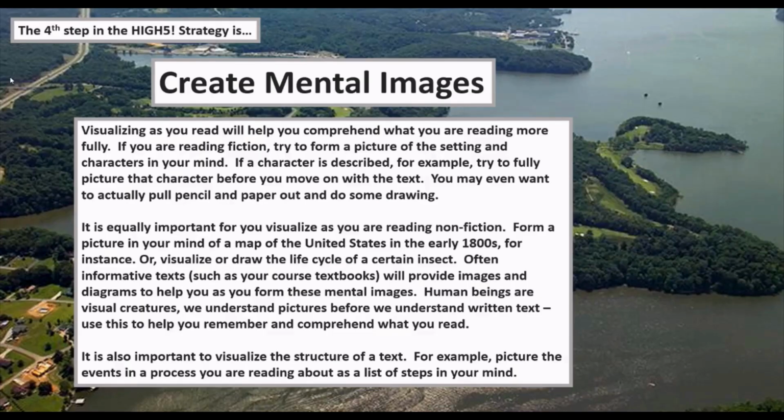So, the fourth step in the high five strategy is to create mental images. And this is an important step because as human beings, we are visual creatures. We often understand pictures before we understand written text. I mean, kids do understand pictures and images before they understand words. So use this to help you remember and comprehend what you read.